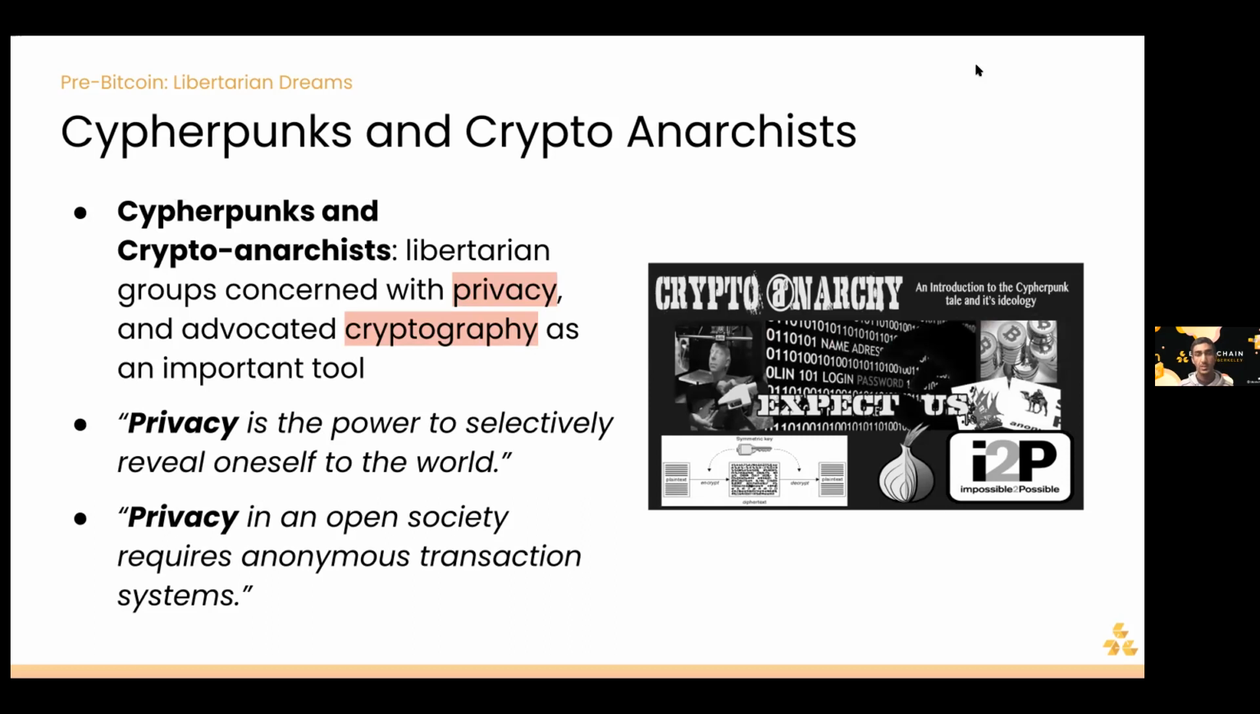And privacy in an open society requires anonymous transaction systems. So this definition of privacy is what blockchain people focus on. It is not the idea that no one knows what you are doing and you do not interact with the outside world at all. It is the idea that you have the power in your hands to selectively reveal yourself to who you want to.